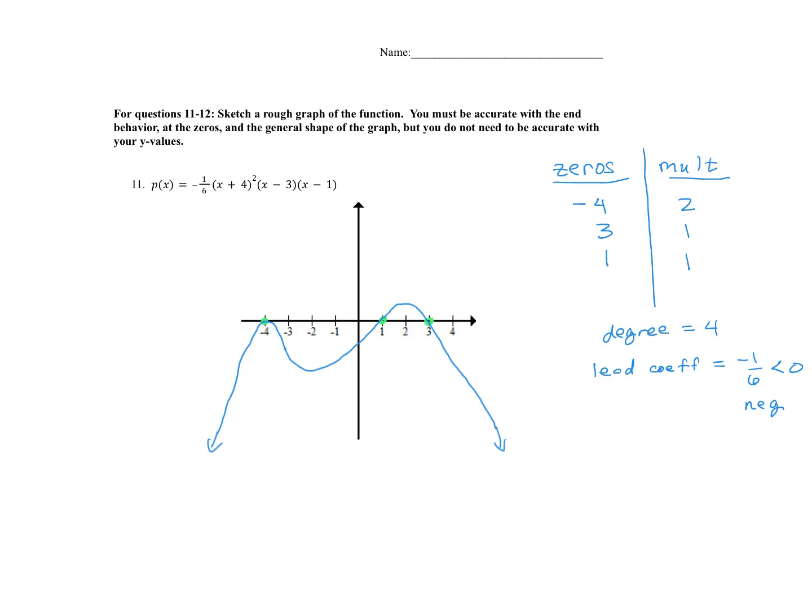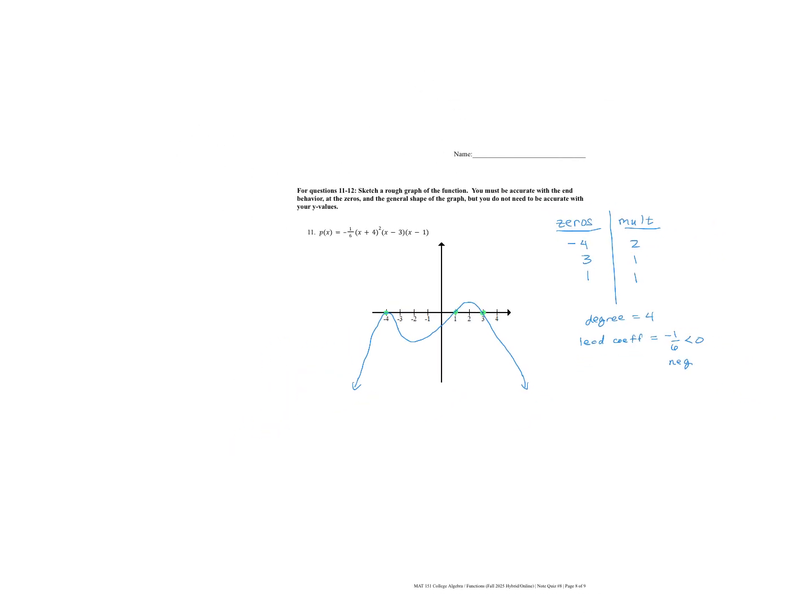And now if I piece everything together logically, it is an even degree. It starts and ends in the same place. It's upside down because of the negative leading coefficient. And I've got the 3 zeros in there with the multiplicities accurately represented. So pretty nice how you can sketch a graph without having any kind of graphing technology. All right, so let's move on now to the next problem.